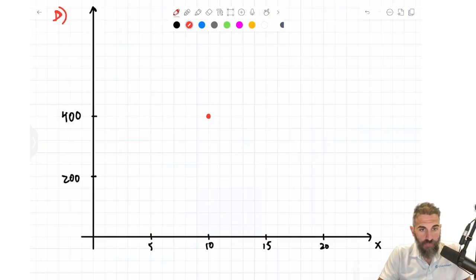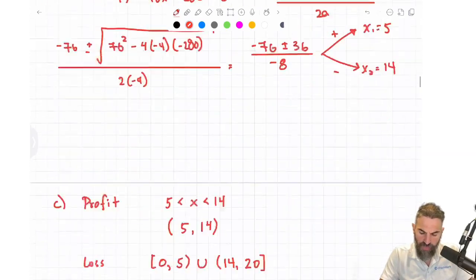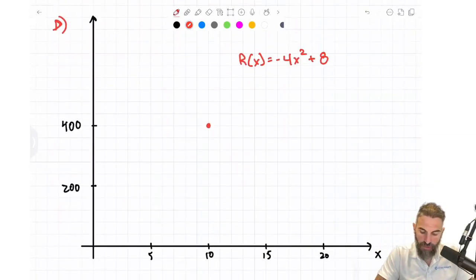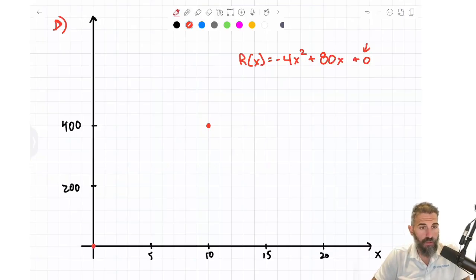Now, to sketch your revenue function properly, here's the thing about revenue. Our revenue was negative 4x squared plus 80x. Notice how there's no c. The c is 0. It's like saying plus 0 here. Remember that this is your y-intercept. So I know that I have a point right here. And so if I have a point right there, my peak is here.